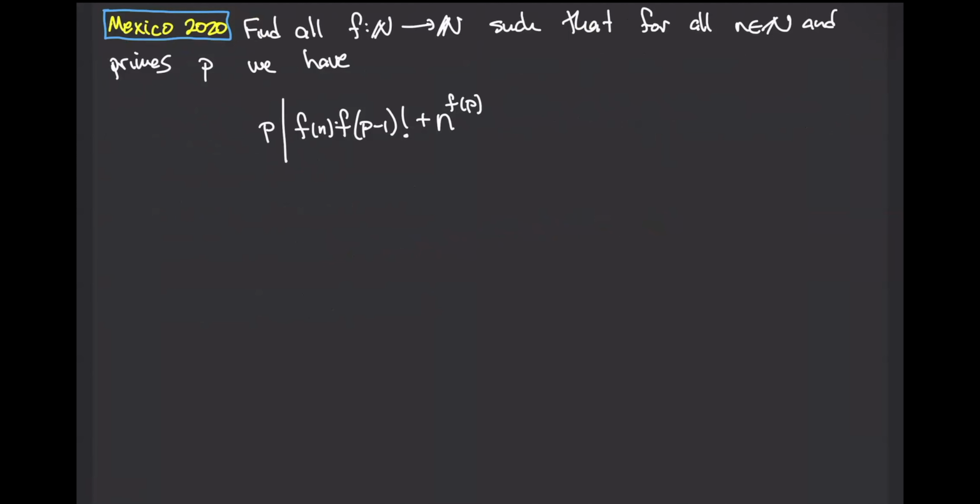Okay, so I really like this last problem. It's a mixture of number theory and a functional equation. We want to determine all functions from natural numbers to natural numbers, where for all natural numbers n and primes p, we have p divides f of n times f of p minus 1 factorial, where the factorial is only acting on the f of p minus 1, plus n to the f of p. So what do we think the motivation is behind the author of this problem?